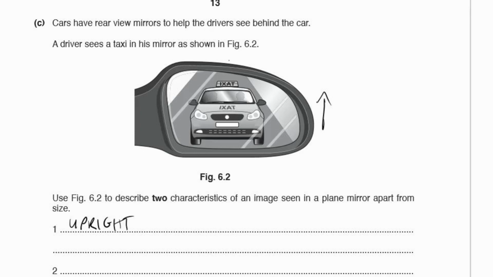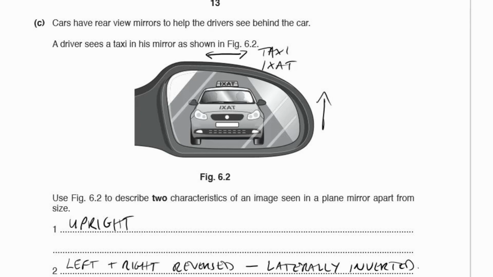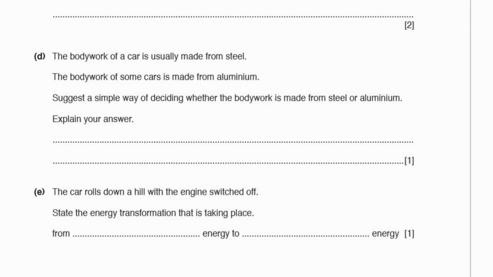And we've made it quite clear for us here that the left and right sides have changed sides. So taxi, which should normally be written that way round, has become reversed. So that means the left and right are reversed, and we would call that laterally inverted. There we go. Part D.